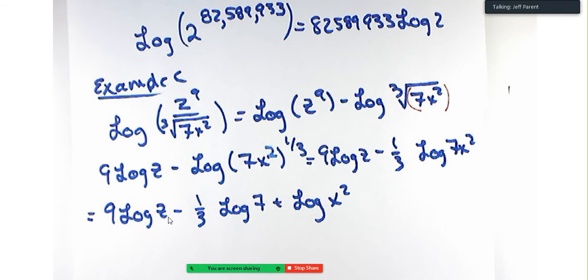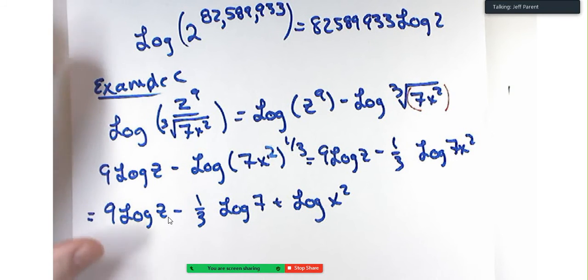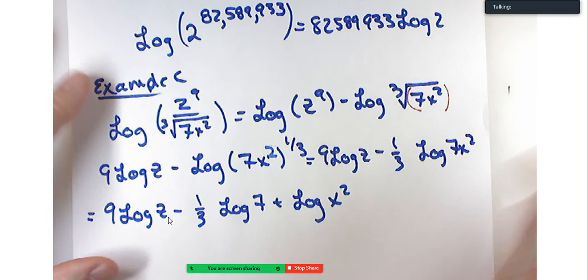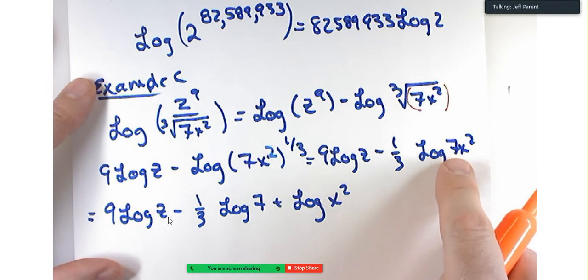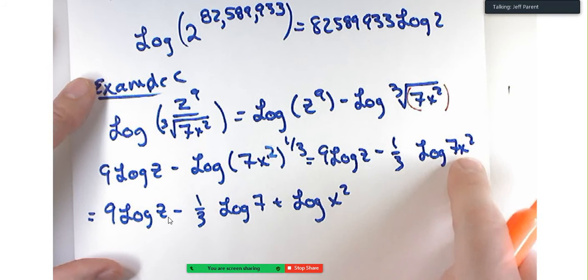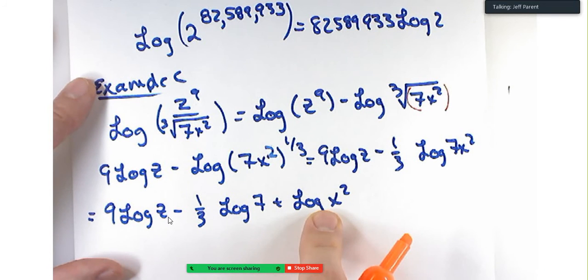Where's my mistake in this? You can. We can use the product rule. So that's what we did here. We had this times this. So the log of a product becomes the sum of the logs. So we're okay there. But there is still something wrong.